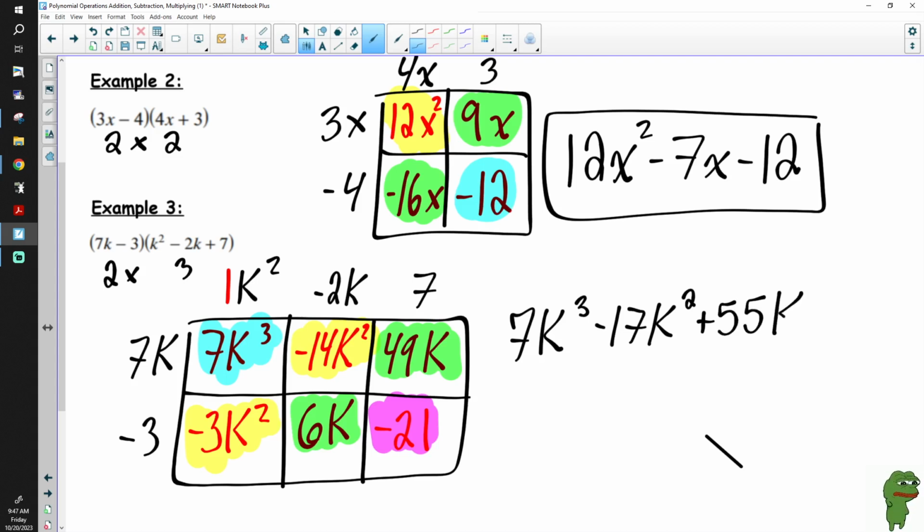No. You subtracted, right? You add together, add like terms. So we always add. You're always gonna add your like terms.